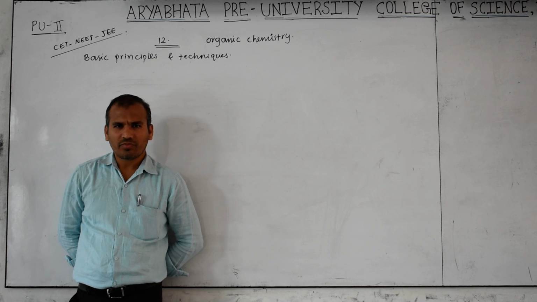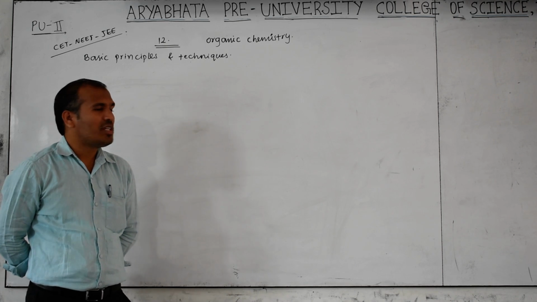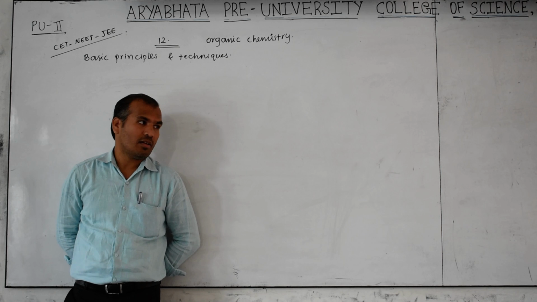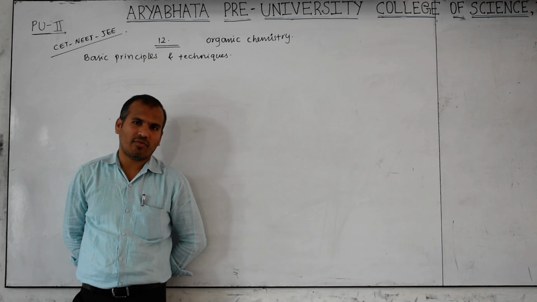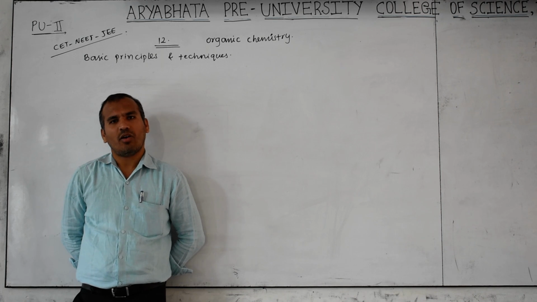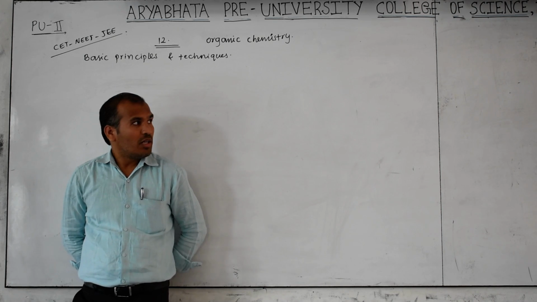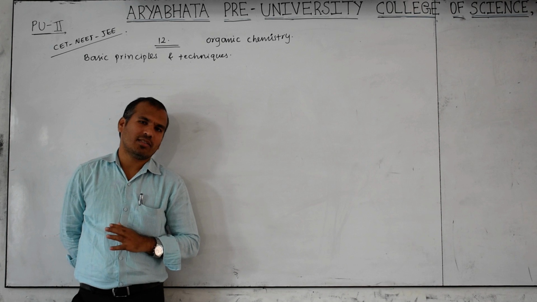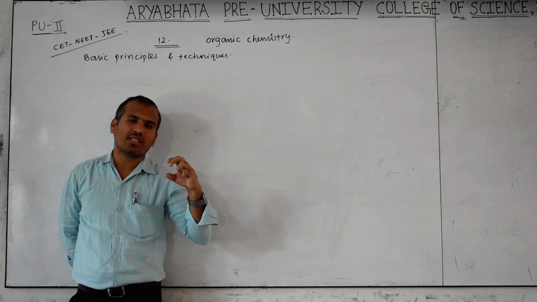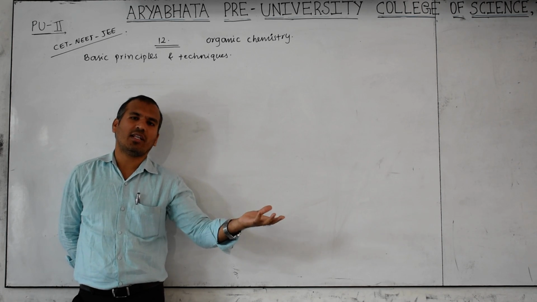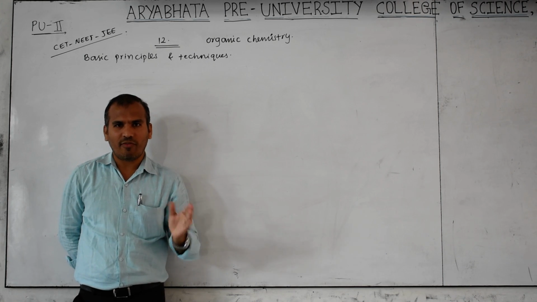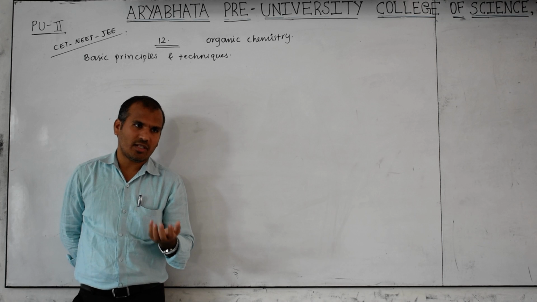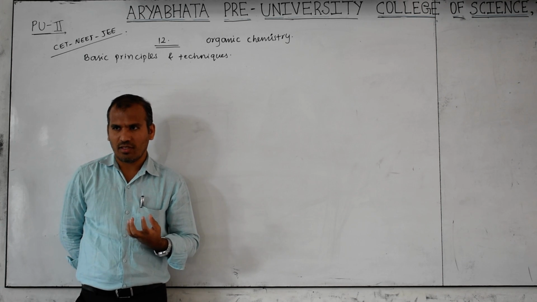After that, how to identify which elements are present in the organic molecule: whether oxygen is present, or carbon, hydrogen, nitrogen, sulfur, halogen. And how much is present. That is called qualitative and quantitative analysis. Qualitative means what? What is the quality? It means which element is present in the compound. That is called qualitative analysis. We know which element is present. After that, how much of it is present, that is called quantitative analysis.